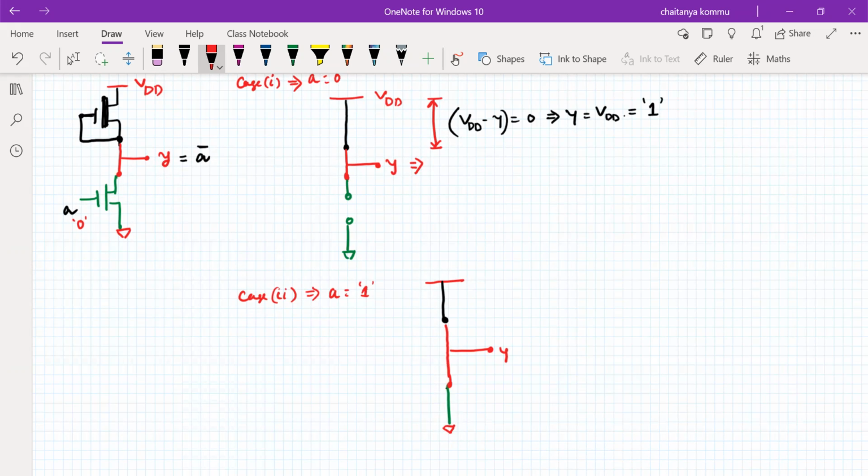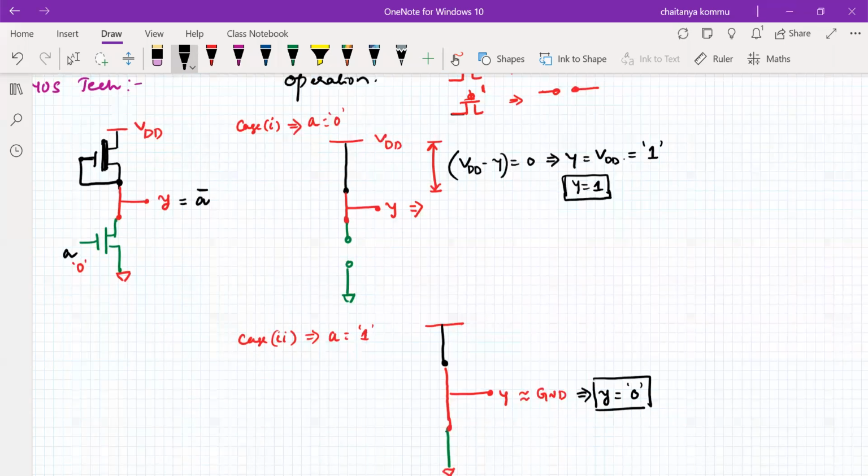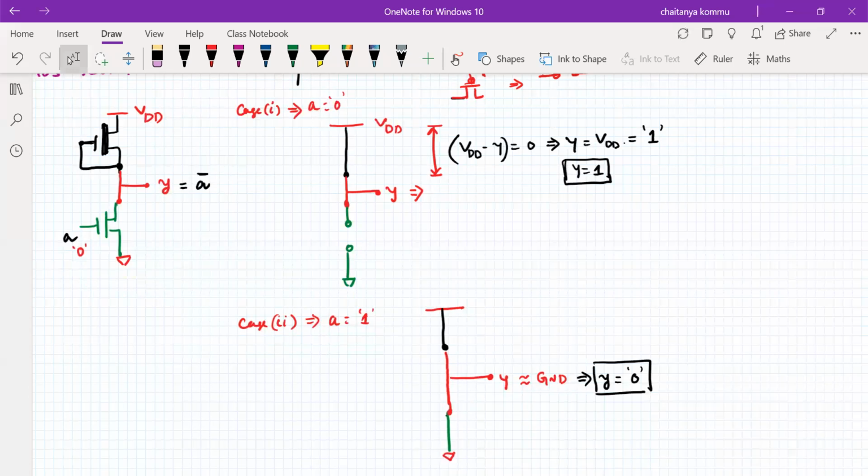That means some kind of non-zero value will be there for Y, because that is what we have seen previously. So it cannot go directly to zero because it is affected by the pull-up network. But anyway, we are approximating this value to the ground value, which means we are getting the output Y equal to logic 0. So whenever I apply logic 1 here, I get logic 0. Whenever I apply logic 0, I get logic 1. Therefore, it is simply called an inversion operation.